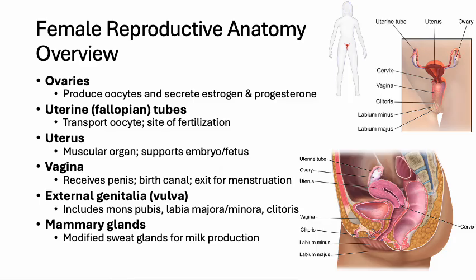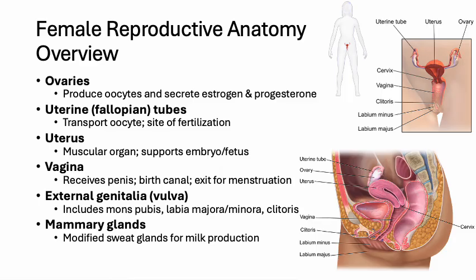Once released, the oocyte enters the uterine tube or fallopian tubes, where fertilization typically occurs. The oocyte or fertilized egg then travels to the uterus, which is the muscular pear-shaped organ where implantation and development take place. If pregnancy does not occur, the uterine lining is shed during menstruation.